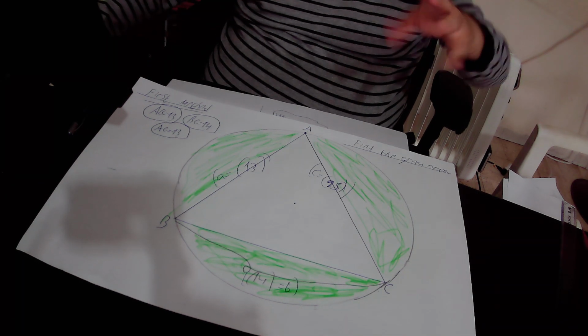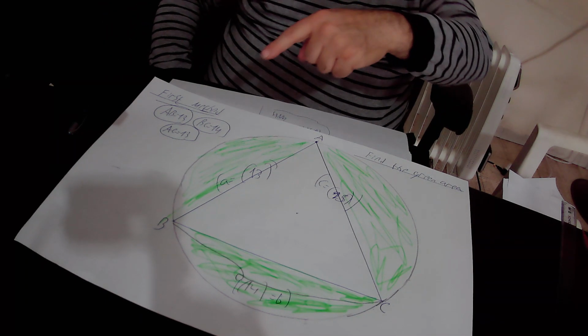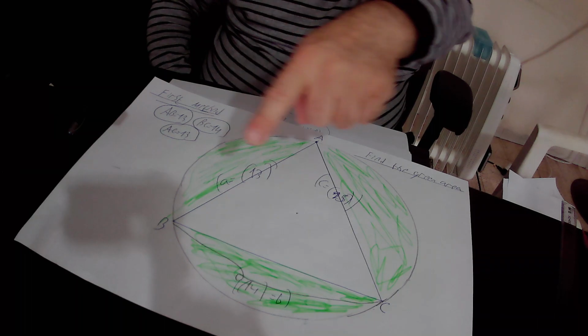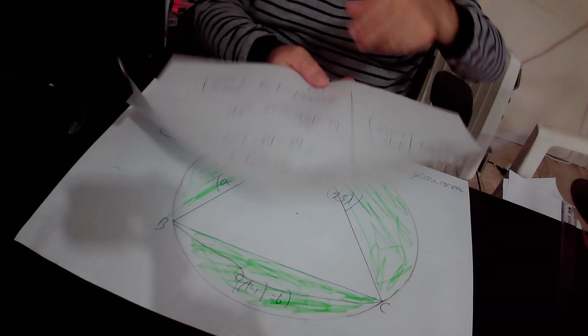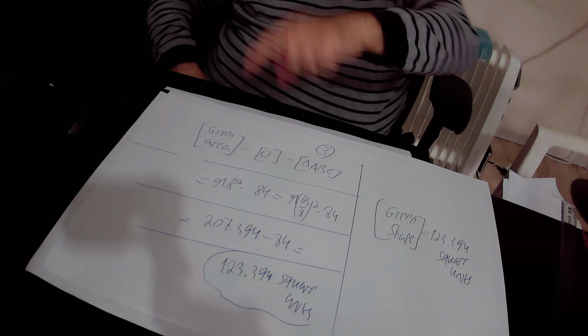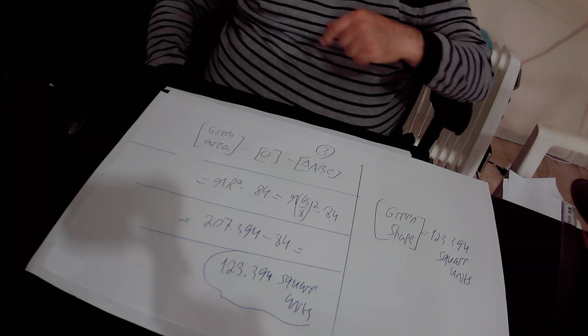Okay, what is the area of this green shape? From the drawing it is very easy to see that the area of the green shape equals the area of the circle minus the area of triangle ABC.